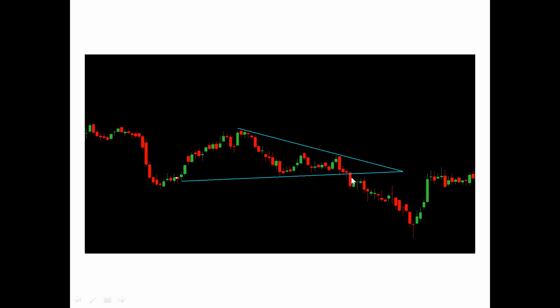So if we would have gone short here, we would have sold here, we would have captured a huge move here toward the downside.